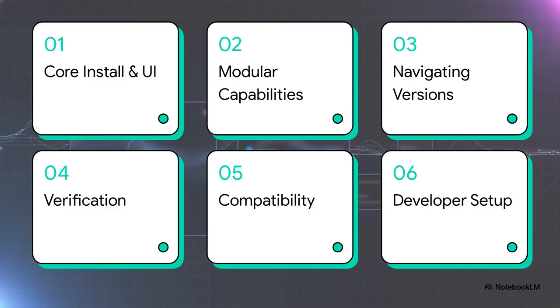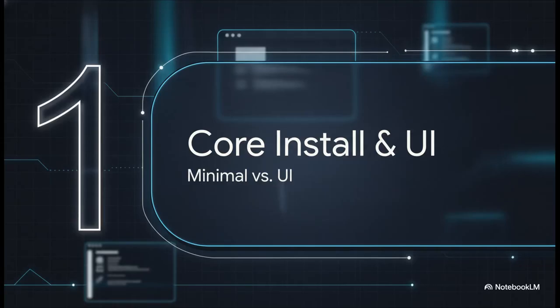Here's our roadmap for this explainer. We're going to hit core installation and the UI, then modular capabilities, navigating versions, enterprise verification, compatibility cautions, and finally, developer setup and our finale. All right, part 1. Core installation and the UI.